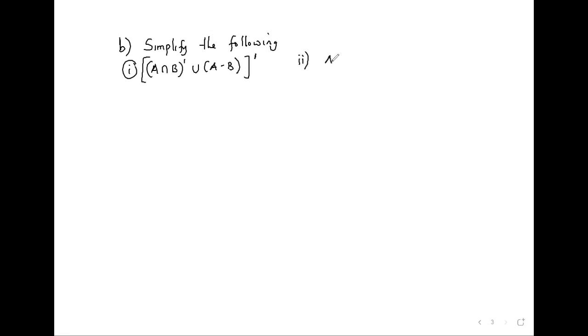Part 2, we have A intersection (A union B) union (B intersection (B union C)). Like that.